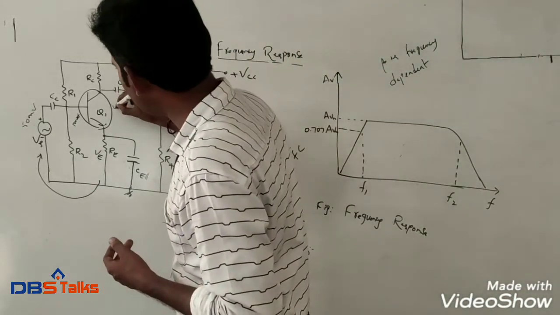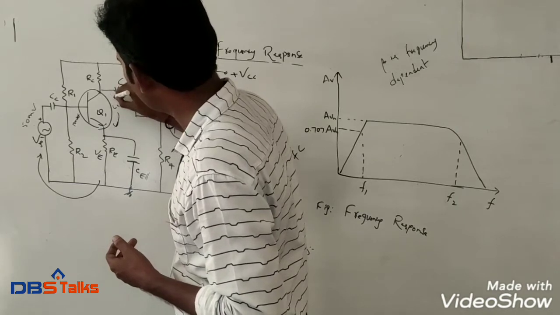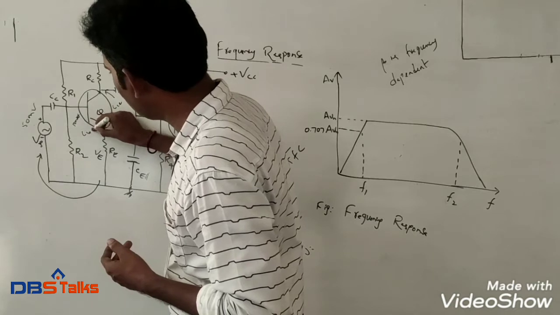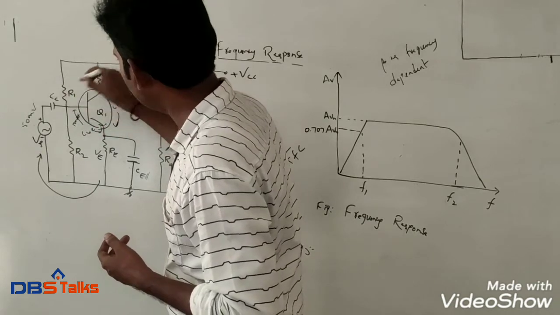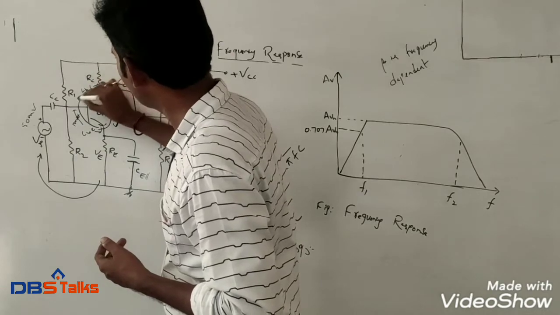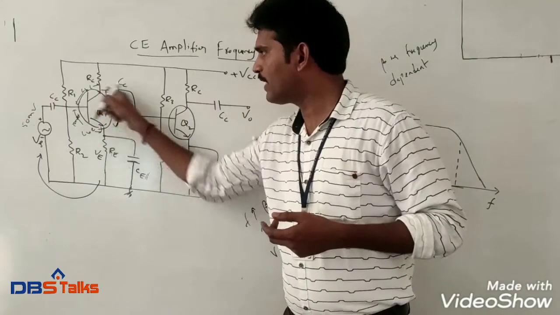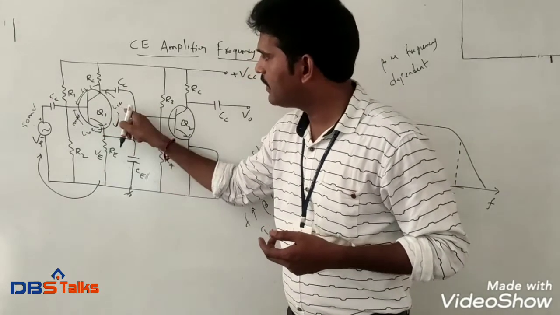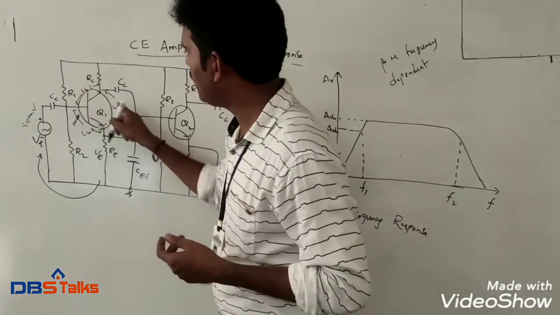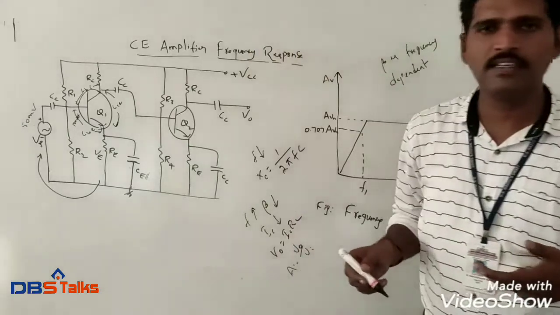So this capacitance is CCE, and this capacitance is CBE, and this capacitance is CBC, right? So due to these inter-electrode capacitances, CBE, CBC and CCE, the gain decreases at high frequency.